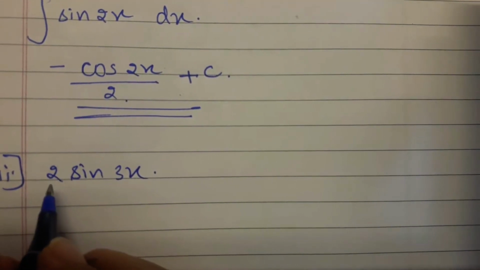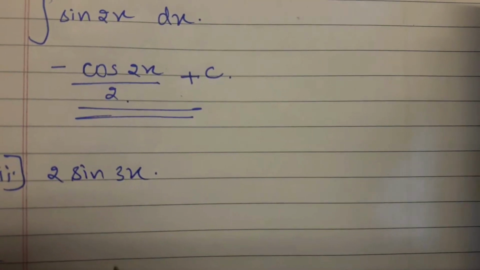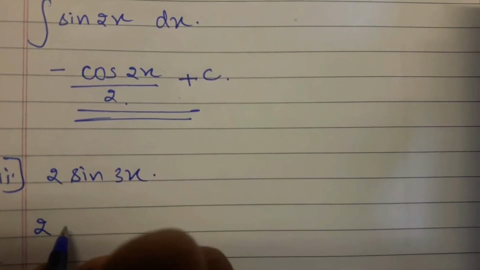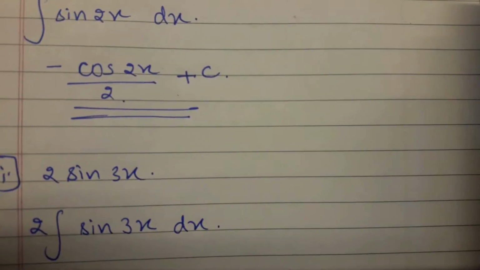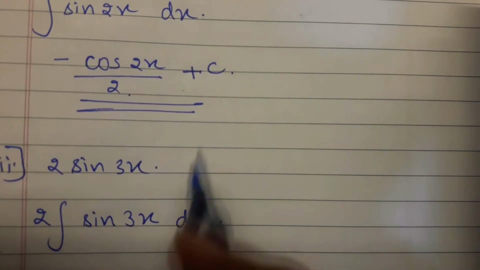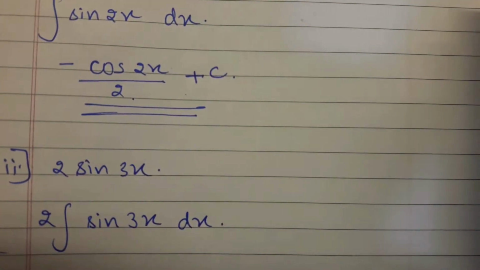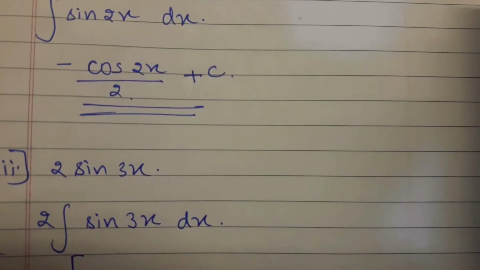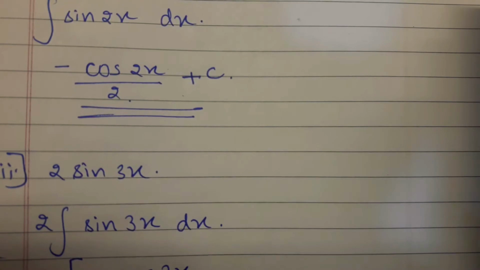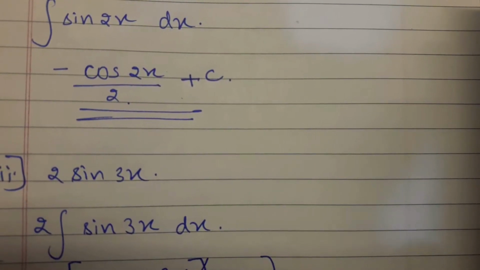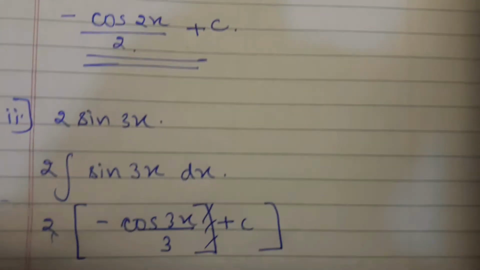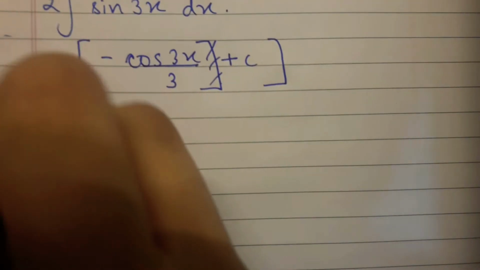This 2 is a constant and we don't need to do anything with it. So we just put it outside the integral sign. Now the solution to this is similar to the previous one. So the answer would be minus cos 3x by 3 plus c. Let's go on to the third question.